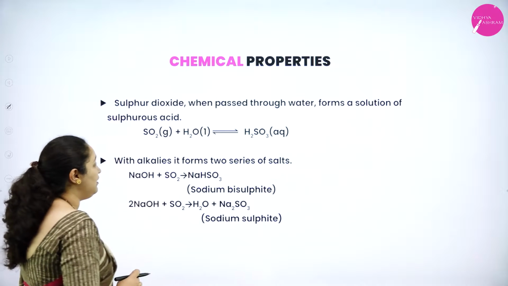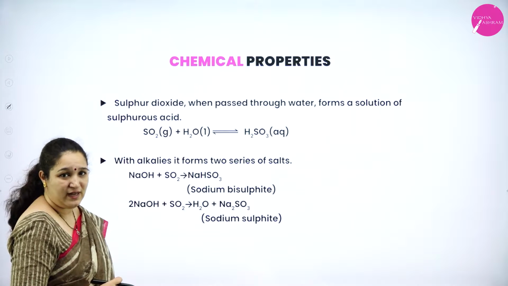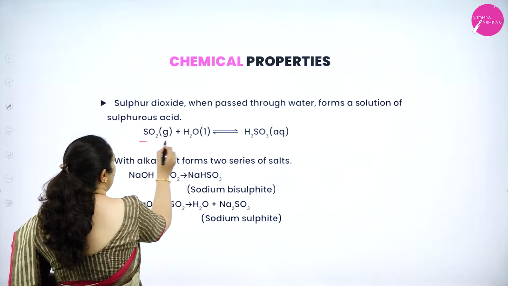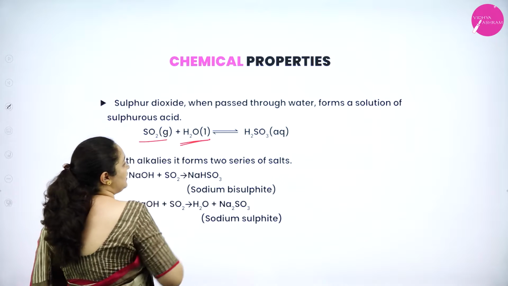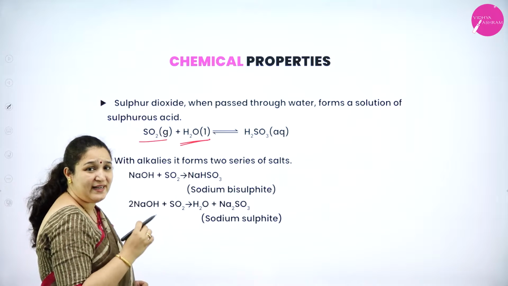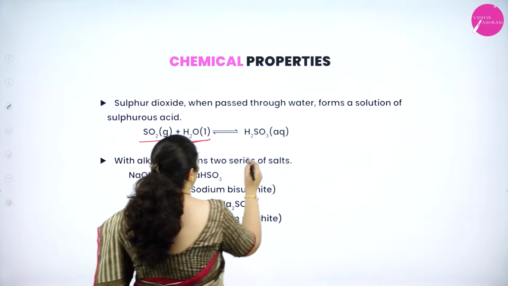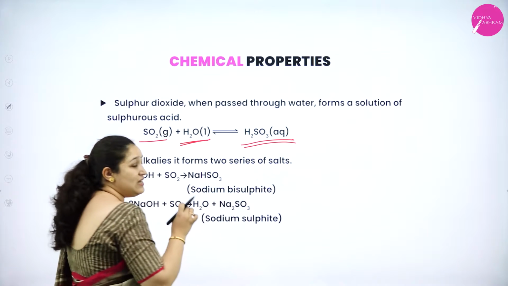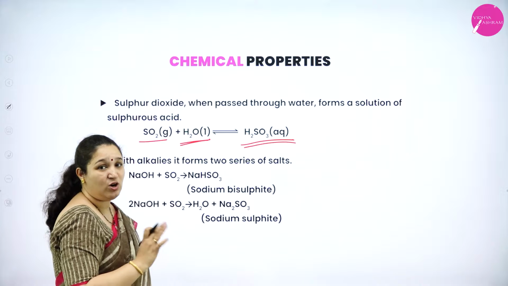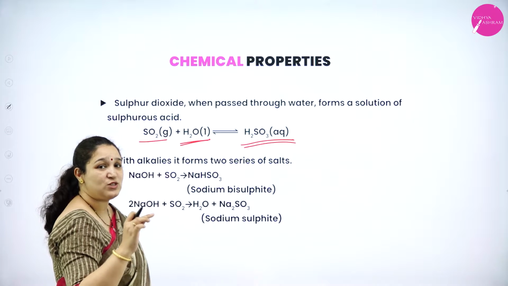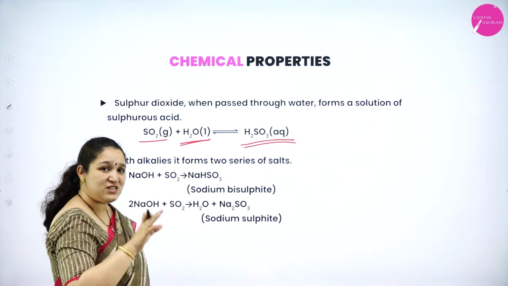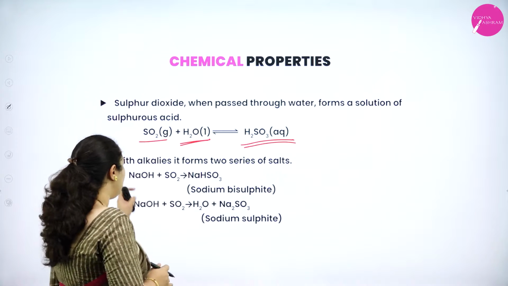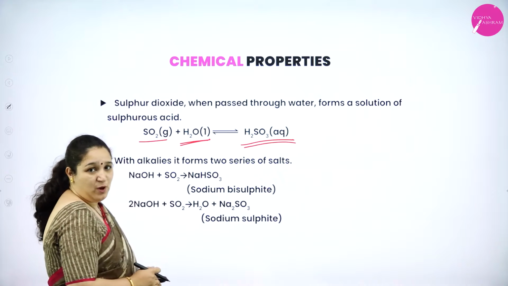Next are the chemical properties of sulfur dioxide. First, when sulfur dioxide is mixed with water, you get an acidic solution of sulfurous acid. See, H2SO3 is sulfurous acid, not sulfuric. Sulfuric is H2SO4. One oxygen less, we call it sulfurous acid. Okay, that is the first property.